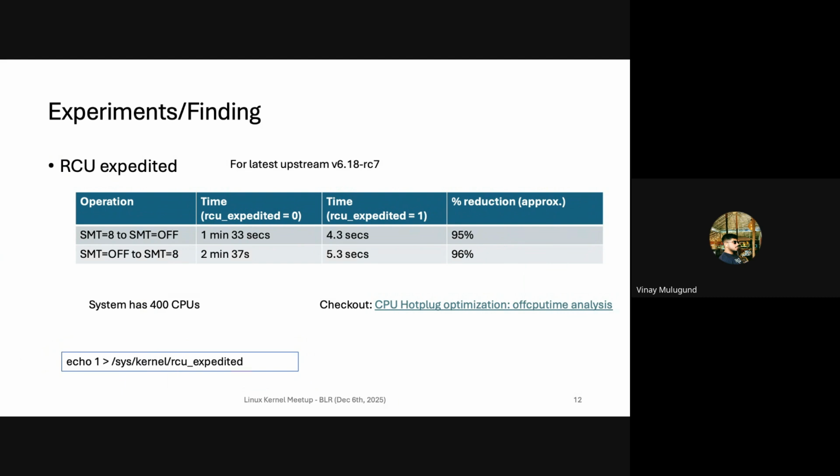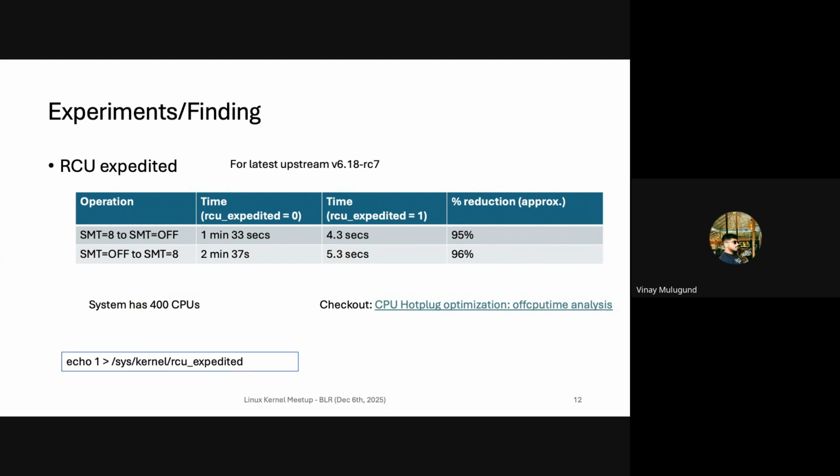Once we figured out that it was a synchronize_rcu which was taking more time, we found that in the Linux kernel there is a way to make these synchronize_rcu calls expedited, which means that the thread that executes synchronize_rcu will not wait for the grace period to finish. It will immediately send IPIs to all the CPUs, and come out of synchronize_rcu immediately. So, enabling system-wide synchronize_rcu expedited, we found that on a system with 400 CPUs, an SMT switch operation, switching SMT from on to off, which earlier was taking 1 minute 33 seconds, went down to 4.3 seconds. That is about a 95% reduction.